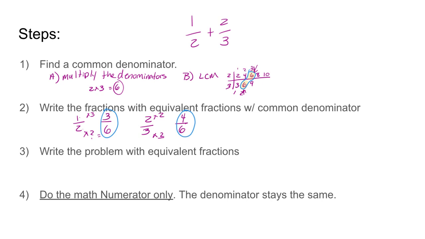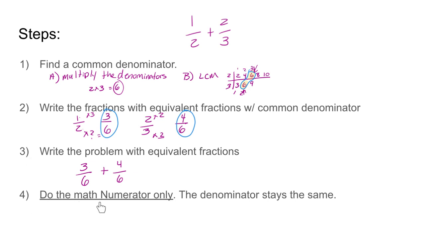So now I'm at step 3. I want to write the problem with the equivalent fractions. So I'm going to rewrite the problem I had with these. So again, let's pay attention to the order. I had 1/2 plus 2/3. Well, this is my new fraction for 1/2, so I'm going to write that one first. So I'm going to go 3 over 6 plus, and then I had 2 over 3, which then was 4 over 6. So I can go ahead and do 4 over 6. Okay, that was step number 3.